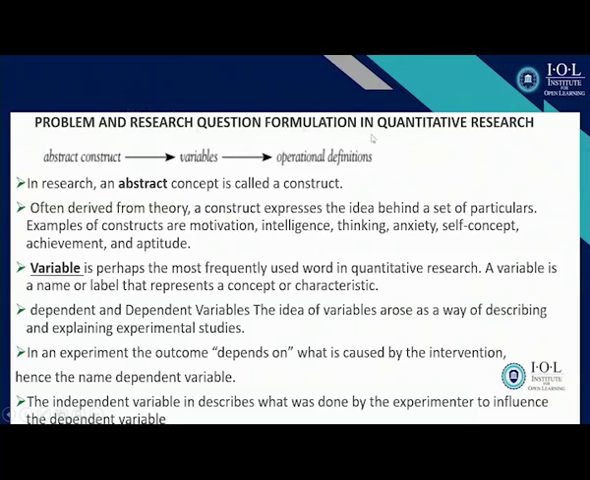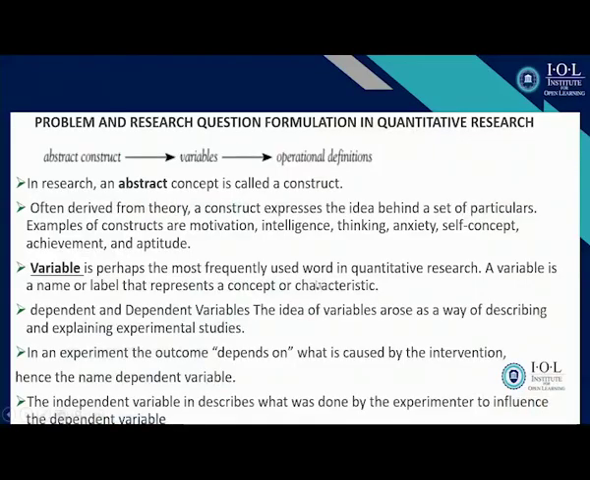So, problem and research question formulation in quantitative research, okay? For example, we have to write abstract constructs. You must come up with a variable, such as an independent variable or a dependent variable. Your main idea is where you are concentrating your research, for example a failure rate. Operational definitions: in research, an abstract concept is called a construct, often derived from theory. A construct expresses the idea behind a set of particulars. For example, constructs are motivation, intelligence, thinking, anxiety, self-concept, achievement, or aptitude.